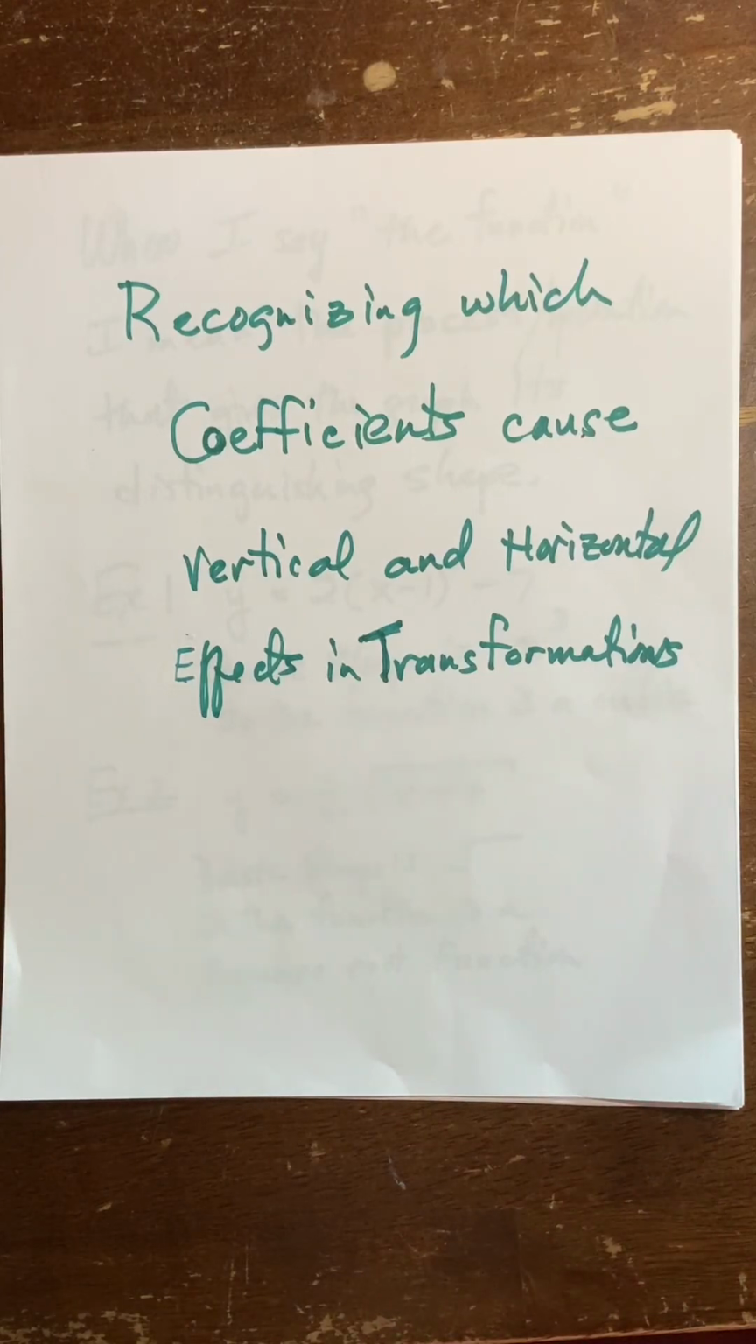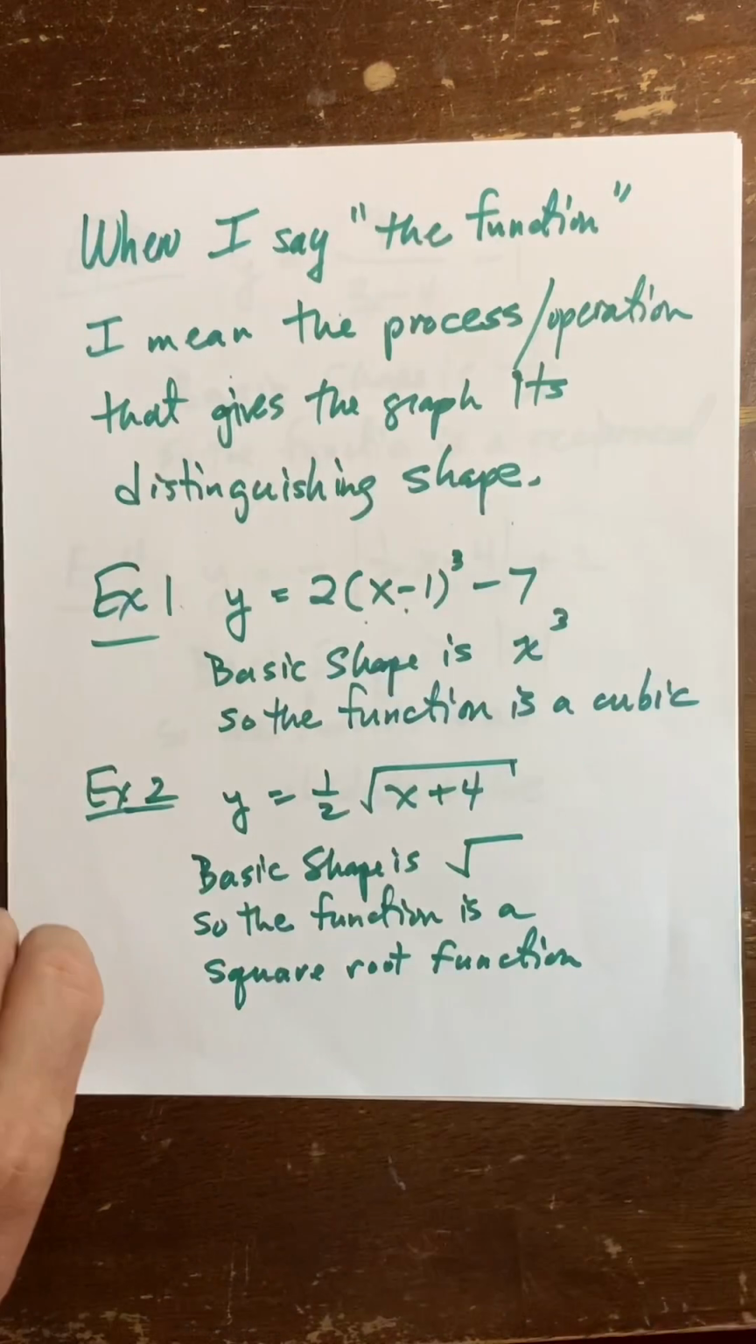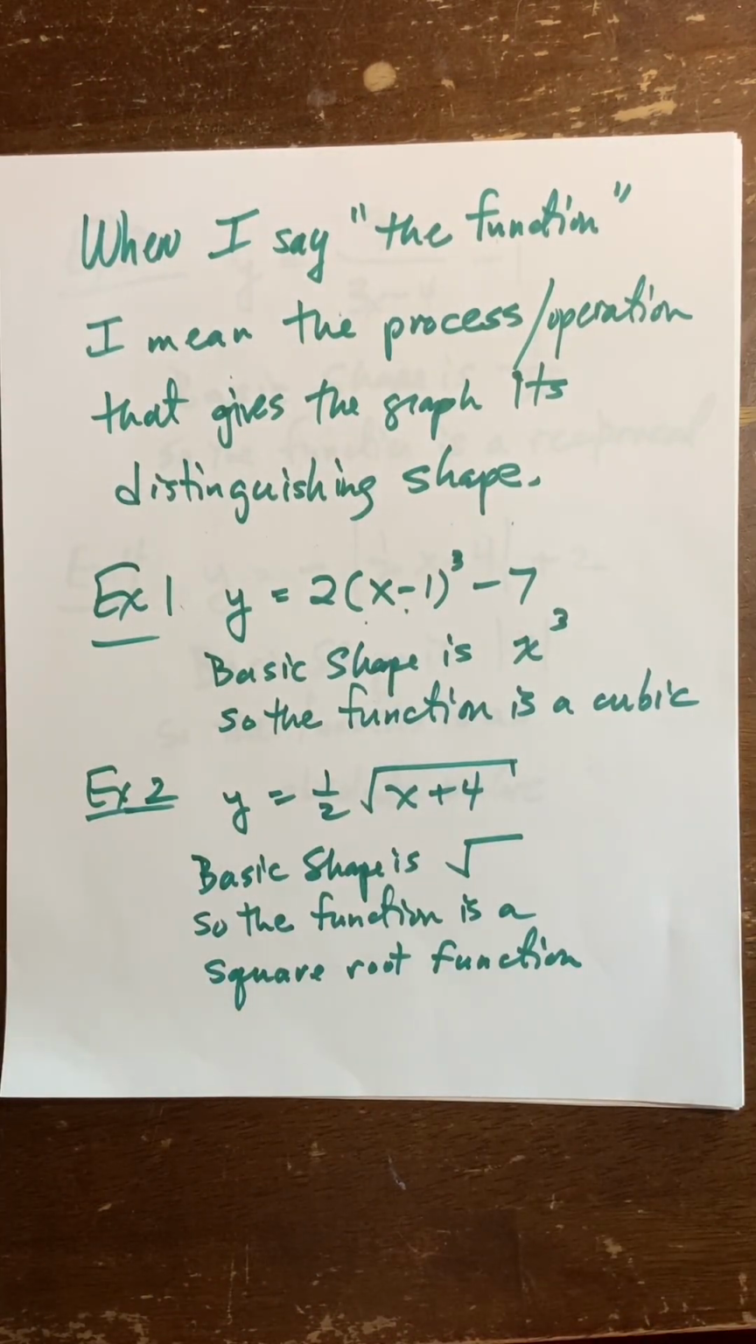Hello. So in this video, I'm going to address how do you know when you see a bunch of numbers in an algebraic function, how do you know which numbers cause horizontal effects and which ones cause vertical effects? Okay. All right. So first of all, what really is the dividing line between the two is the actual process that gives rise to the shape of the function.